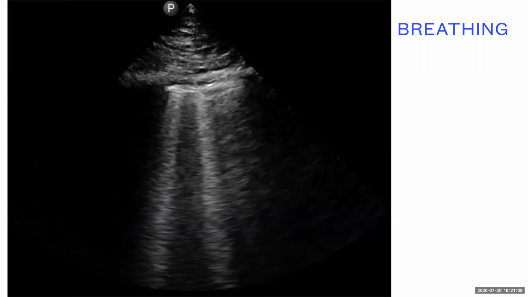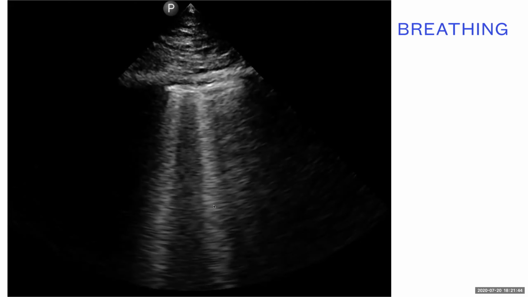This is a view of what you might get with ultrasound in a patient with COVID. And these are B lines, these white lines that shoot down. B lines are fairly non-specific and merely indicate an increase in extravascular lung water. And so these B lines, one might see with pulmonary edema, one might see with bacterial pneumonia, one might see with lung contusions, and also with other conditions like interstitial lung disease. So these are pretty non-specific.